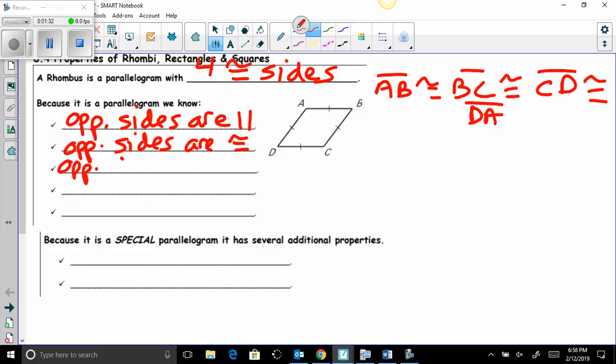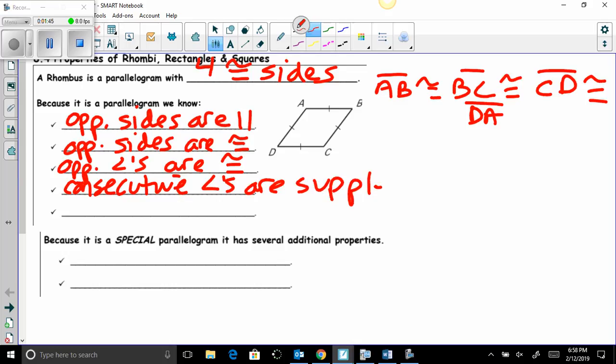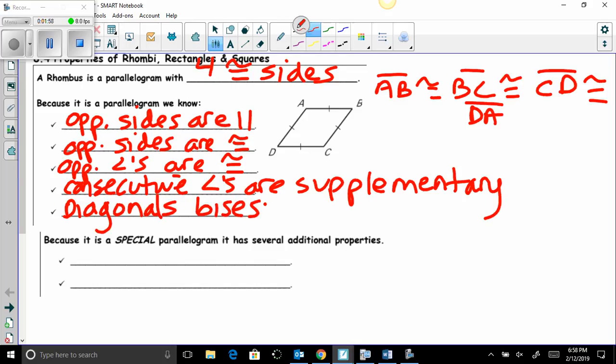Opposite angles are congruent. Consecutive angles are supplementary, which means they add up to 180. And we know that diagonals bisect each other. And remember, diagonals bisect each other to form 2 congruent segments on each of those diagonals.